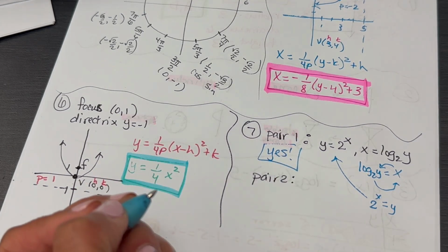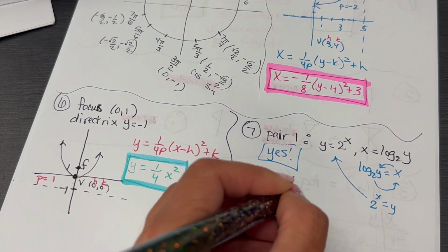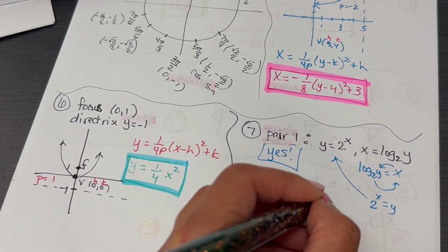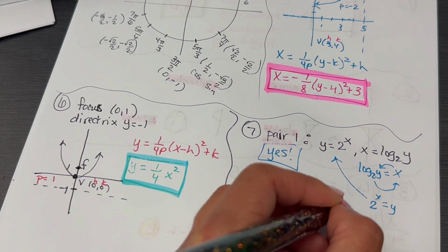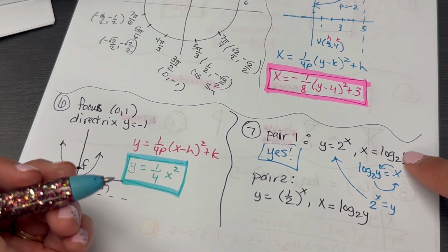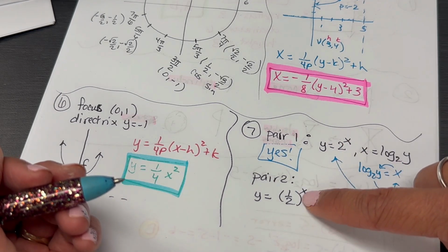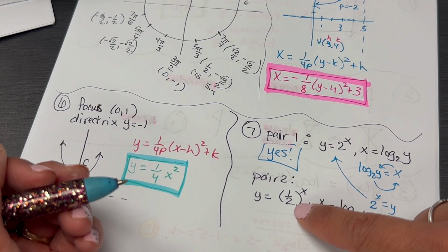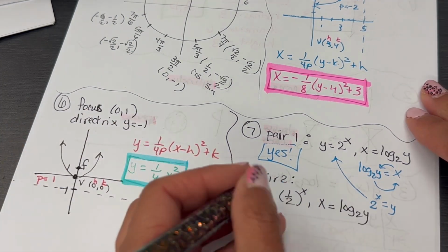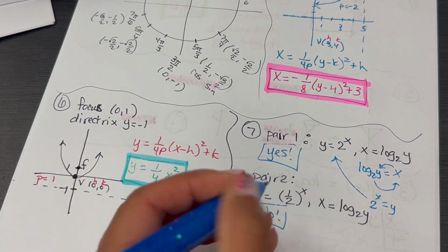Pair 2 is y equals 1/2 to the x, and it says it's equivalent to x equals log base 2 of y. But we already said log base 2 of y is equal to 2 to the x equals y, so there's no way it can be equal to this completely other thing. It's a fraction raised to an x power. So automatically, that one's a no. Can't be two things at once.